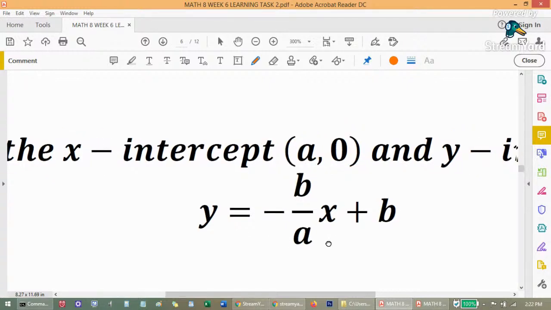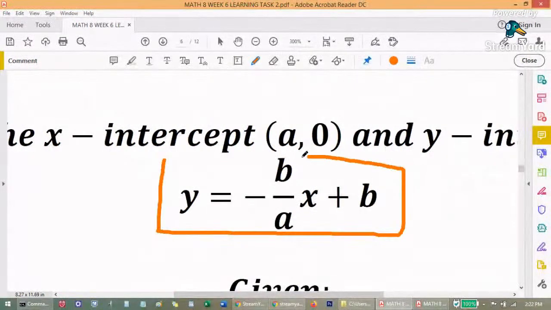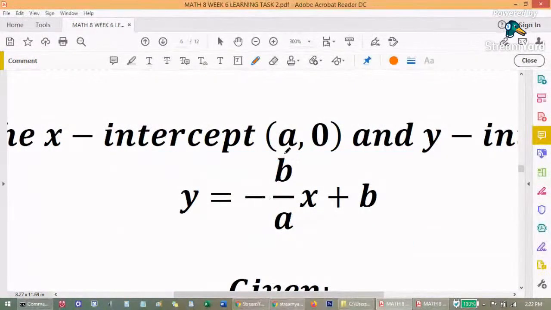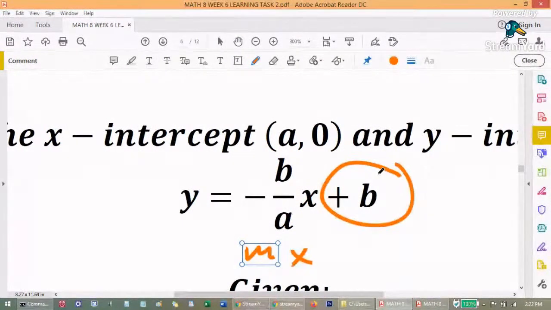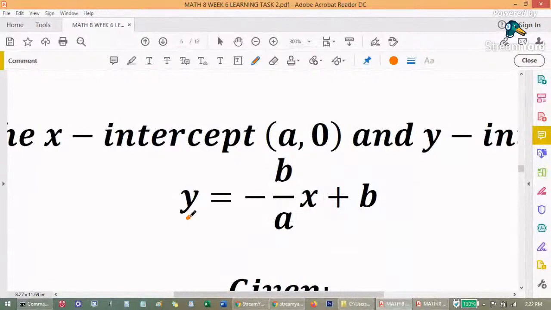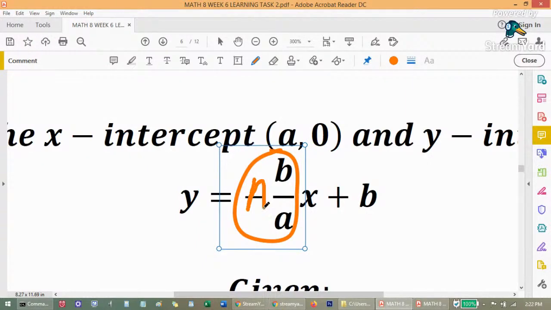Okay, so ito yung formula. Ito yung m niya, slope. Mx plus b. Parang kahawig siya ng y is equals to, ito yung slope niya, mx plus b. Okay, ito, papalitan mo lang to ng m. This is the slope, mx plus b.